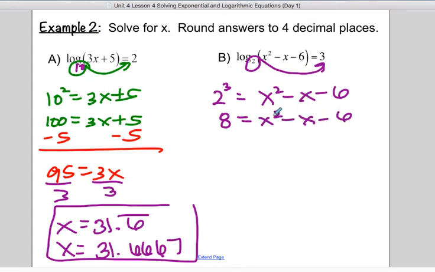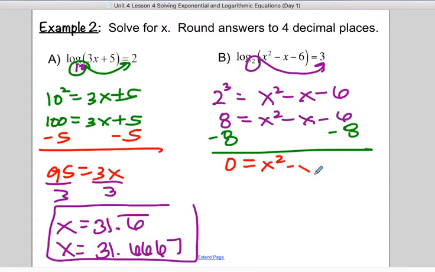I look at this function. It has an x squared, so I know it is a quadratic. So I'm going to subtract 8 and get everybody to one side. So I have x squared minus x minus 14. We are hoping that I can factor this. What multiplies to negative 14 but adds to negative 1? Nothing. So sadly, we have to use the quadratic formula.